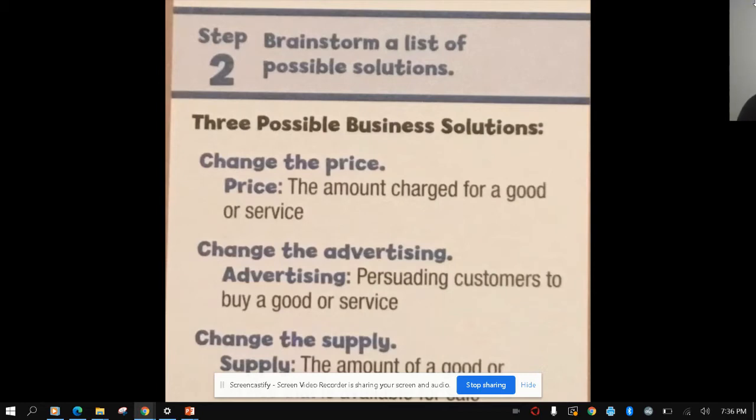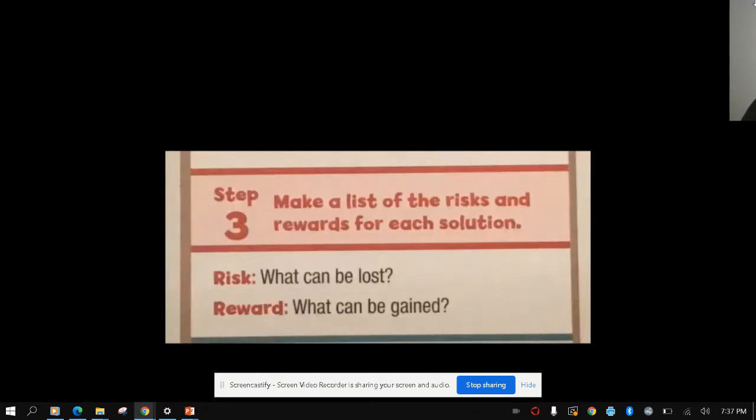Remember, the price is the amount charged for a good or a service. You could change the advertising. Advertising is persuading customers to buy a good or a service. You can change the supply, and your supply is the amount of a good or service that is available for sale. Step number 3, make a list of the risk and rewards for each solution. Remember, a risk is what could be lost, and your reward is what can be gained.